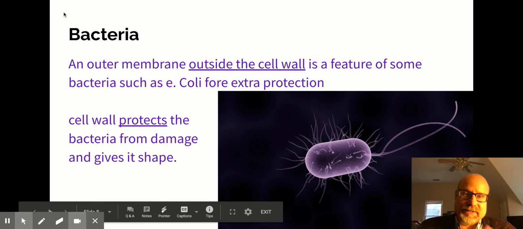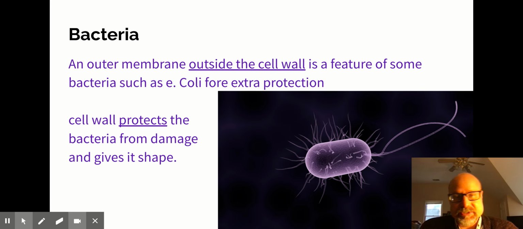The outer membrane outside the cell, as seen in this one, this is an E. coli, which is kind of forming the model for the previous diagram. Basically, there is an outer membrane outside the cell wall. It's a feature of some bacteria. It gives them extra protection against attack by those forces that would seek to destroy it. Usually when a bacteria inhabits an organism, that organism tries to fight it off, and this protects it from some of those attacks. The actual cell wall underneath that membrane, but on the outside of the cell membrane, protects the bacteria from damage and gives it shape. Bacteria generally come in three primary shapes.